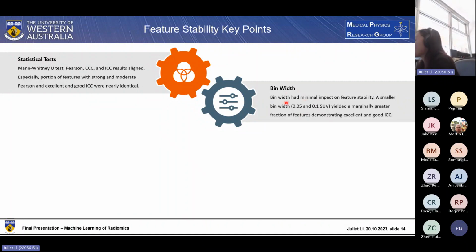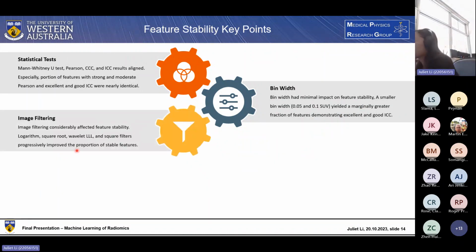The bin width settings had a very minimal impact on feature stability. A smaller bin width yielded a slightly better fraction of features with good stability compared with the larger bin width. Image filtering.